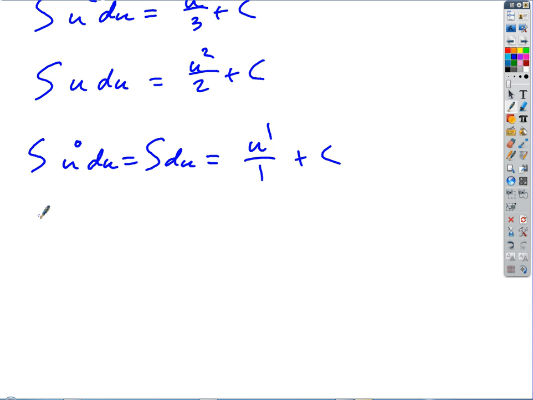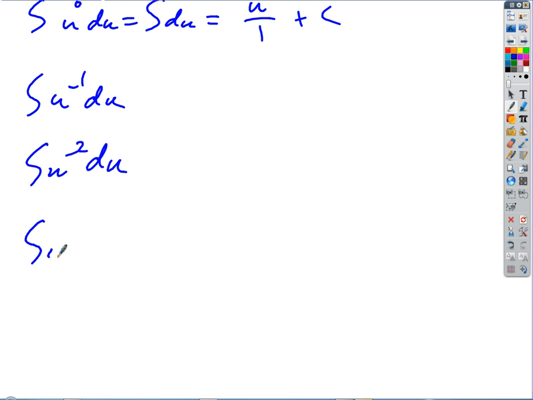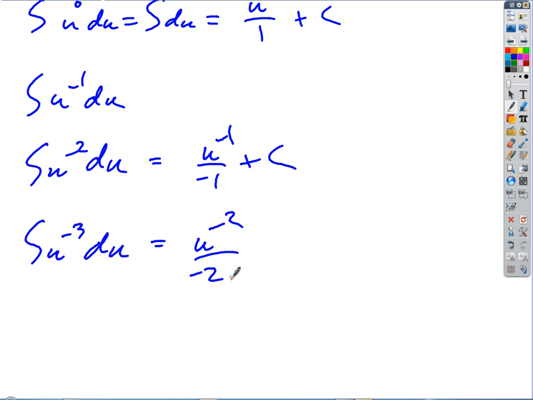Okay, let's keep going. So we got u to the minus 1, u to the minus 2, u to the minus 3. Let's skip down here to u to the minus 2 real quick. What's that one going to give us? Okay, u to the minus 1 over minus 1, which we'll just say times minus 1. This would just give us u to the minus 2 over minus 2 plus c.